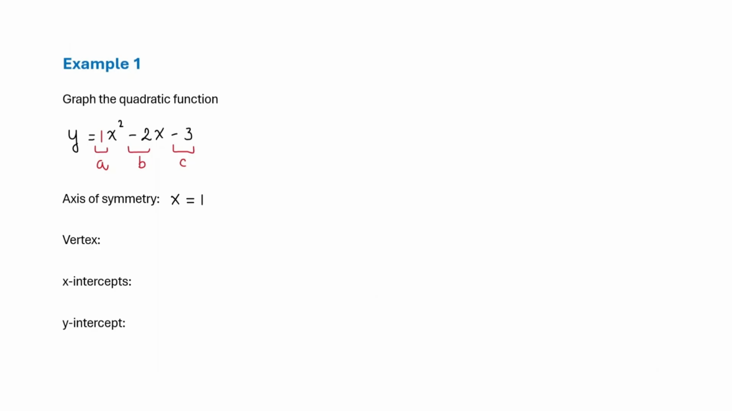Next, the vertex. Its x-coordinate is 1, the same as the axis of symmetry. To find y, we substitute x equals 1 back into the function. y equals 1 squared minus 2 times 1 minus 3. That's 1 minus 2 minus 3, which gives us negative 4. So the vertex is the point (1, -4).